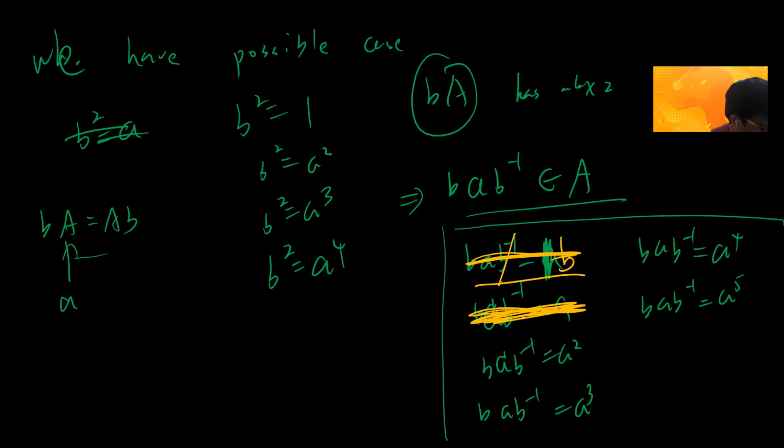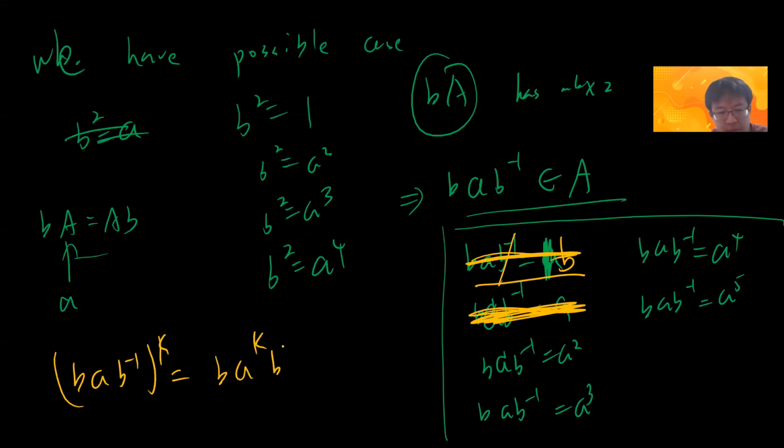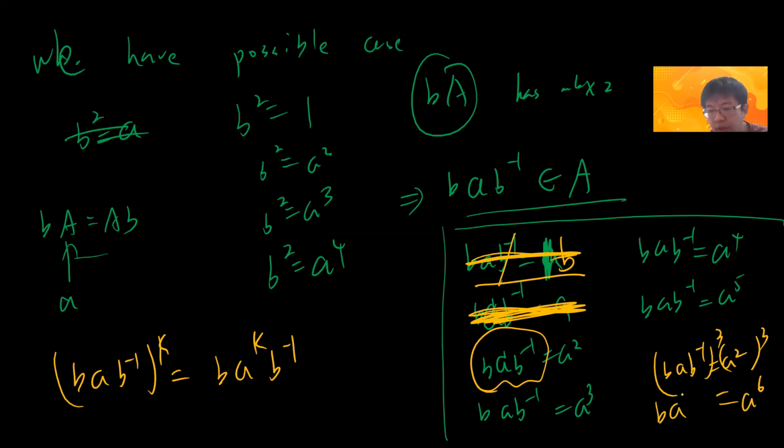But remember that BAB inverse to the power K will be BA^K B inverse, right? So this guy can at most have order 6, right? So now let's say BAB inverse is A squared. Let's do the third power, then you get A^6, which is BA cubed B^-1, right? And this is 1. If this is the case, then A cubed will be 1, right? But A cubed should not be 1. A^6 can be 1. So this is impossible.